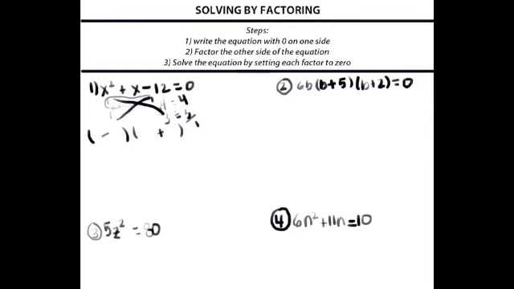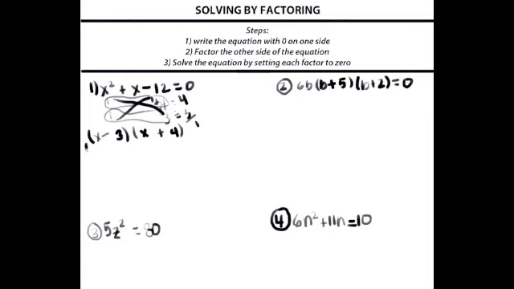Here we go, I do them across here. The 1 and the 4, the 1 and the 3 go together. Which one's bigger, 1 times 3 or 1 times 4? 1 times 4 is bigger, so the 4 gets the plus. So I get x plus 4, x minus 3. Once you've factored, we can move on to step 3, and all you're going to do in step 3 is set each of the factors to 0.